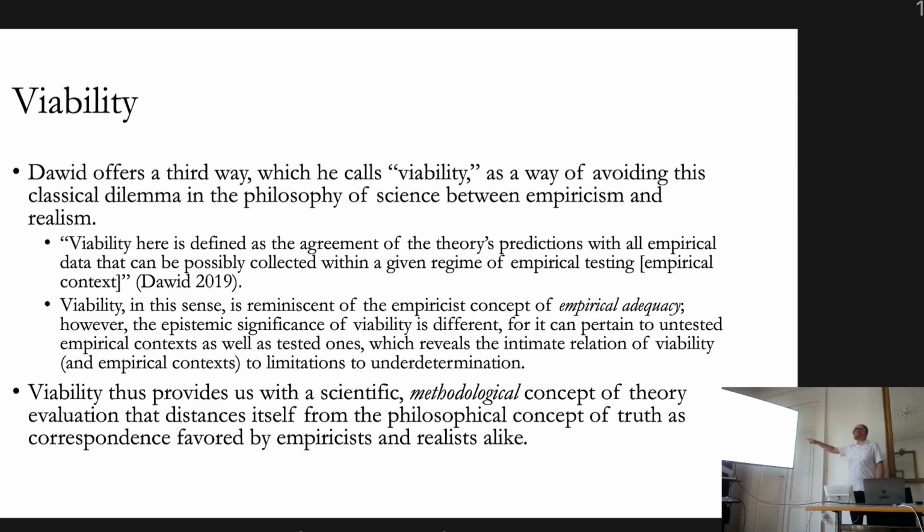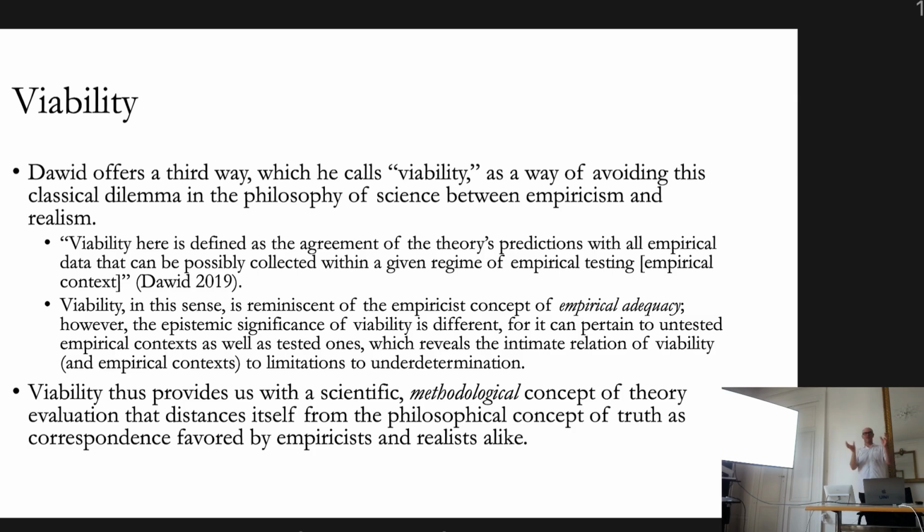Strictly speaking, when David gives a definition of it, he says viability is defined as the agreement of the theory's predictions with all empirical data that can possibly be collected within a given regime of empirical testing or empirical context. Now, when he says something like this, I suppose it reminds people a lot of the empiricist concept of empirical adequacy, much advocated by van Fraassen. But I think it's important to distinguish these two concepts. The epistemic significance of viability is meant to be different.